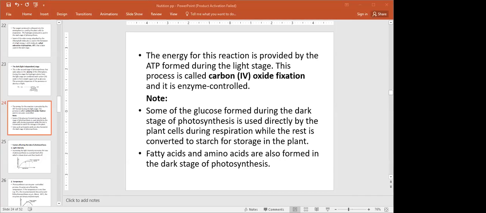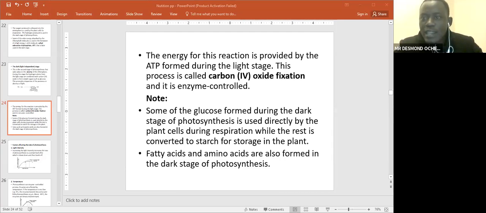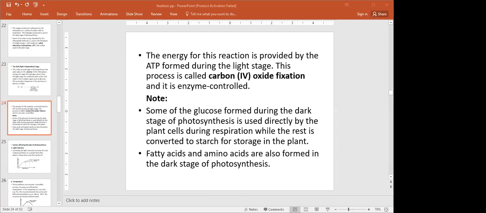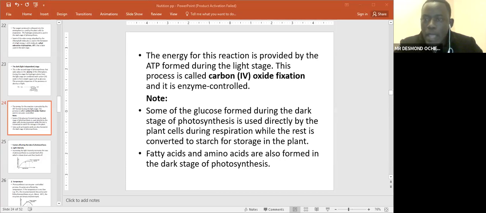Yes, starch is osmotically inactive. Good. Starch is osmotically inactive. So how is that? How does that help the plants?